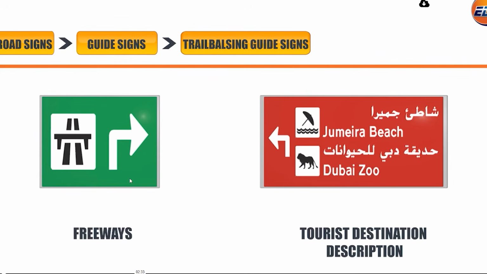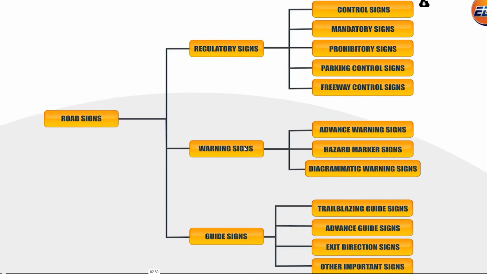Freeway sign. This sign with a picture of freeway indicates the direction of freeway. Tourist destination sign. The brown background signs are commonly used for the tourists' destinations and for informing about other specific landmarks. Now you will learn about the advanced guide signs.